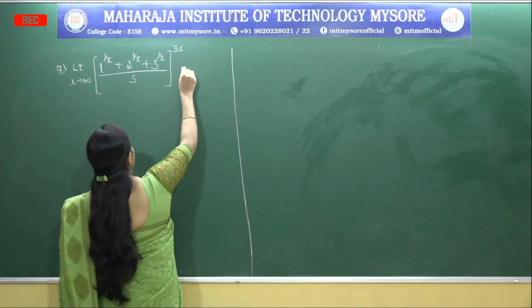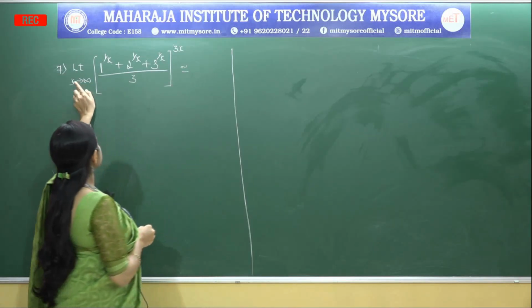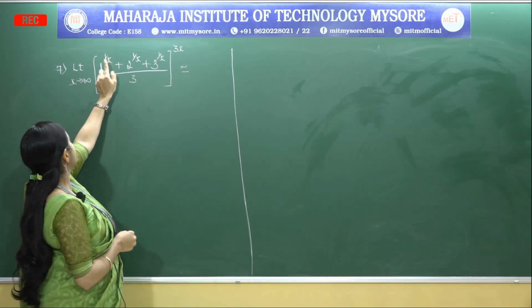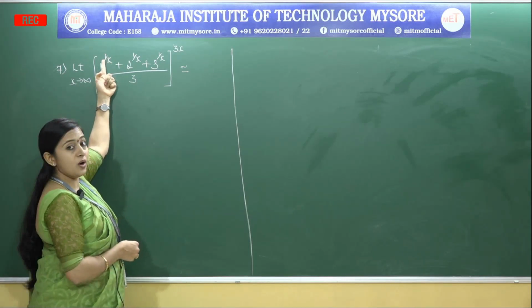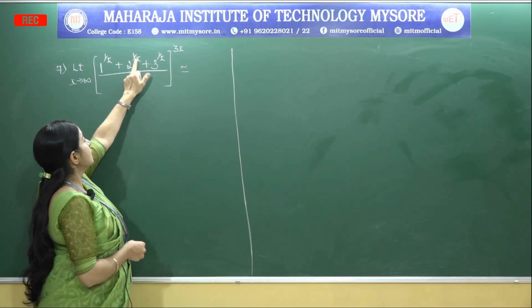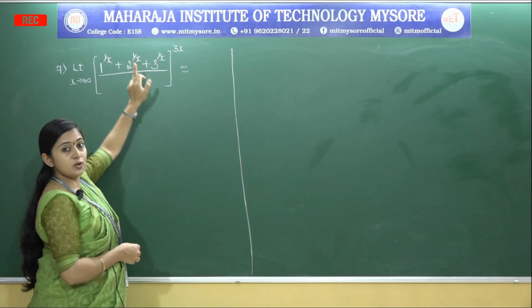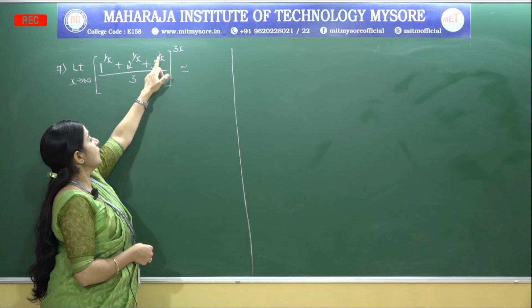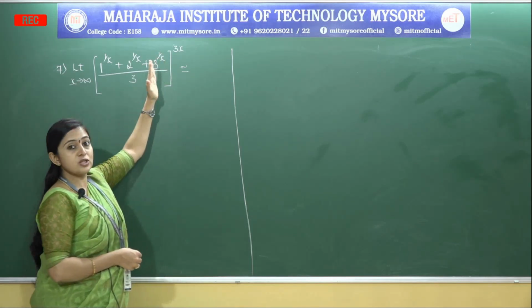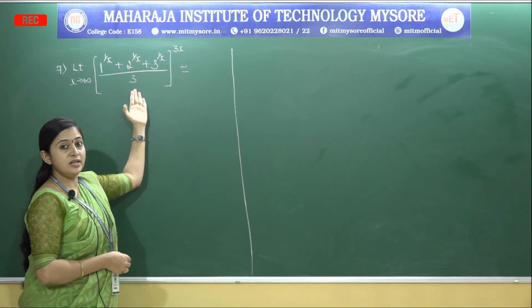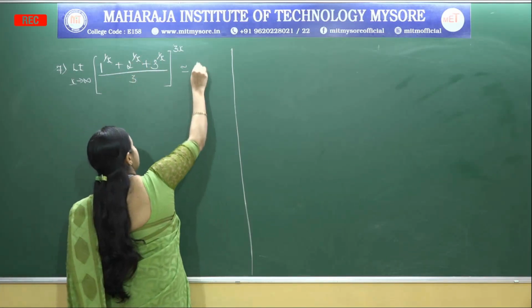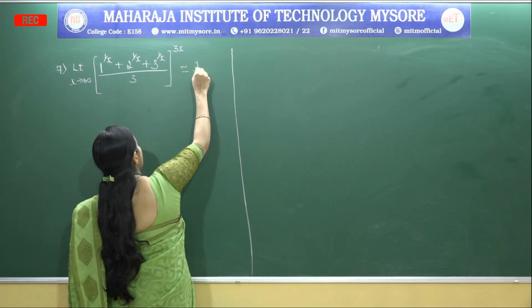So the first one, since you have x tends to infinity, 1 by infinity is 0. So 1 power 0 you will get 1. Again the second term, 1 by infinity is 0, 2 power 0 is 1. Third one, 1 by infinity is 0, 3 power 0 is 1. So 1 plus 1 plus 1 is 3, the denominator you have 3, you cancel both the terms, you will get 1 within the bracket.